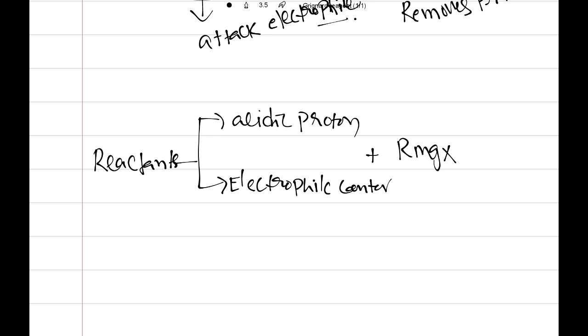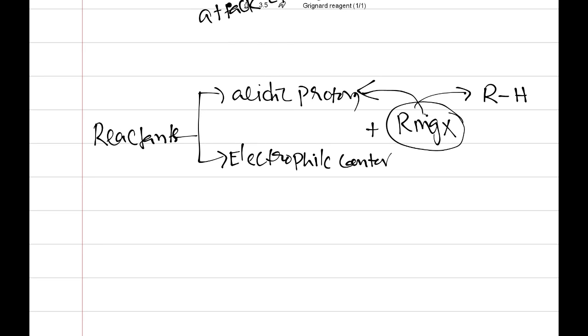If both are present in the reactant, RMgX acts as a base. RMgX takes this acidic proton. That means R minus attaches to the acidic proton, and we get RH. So if the reactant has both an acidic proton and an electrophilic center, the Grignard reagent attaches to the acidic proton only. That means it acts as a base first, and after that it acts as a nucleophile.